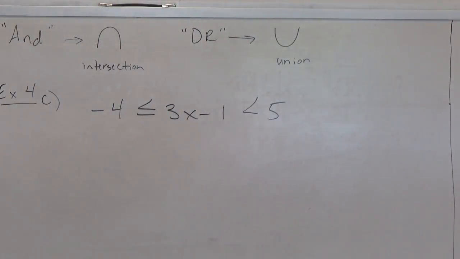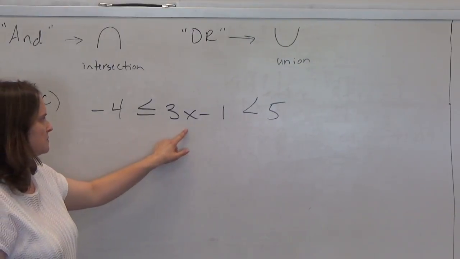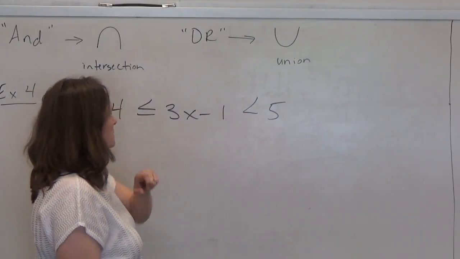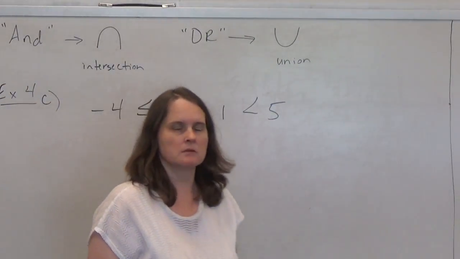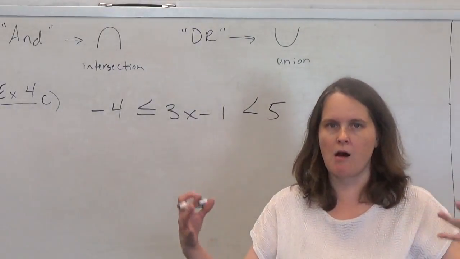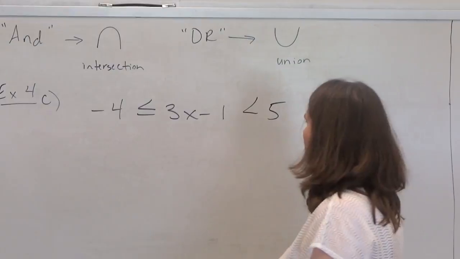Example 4, part C, we're asked to solve this. This is called a 3-part inequality, or sometimes we call it a sandwich inequality. Negative 4 less than or equal to 3x minus 1 less than 5. So this is really the same thing as an and statement, but the and statement can be written all in one inequality with 3 parts.